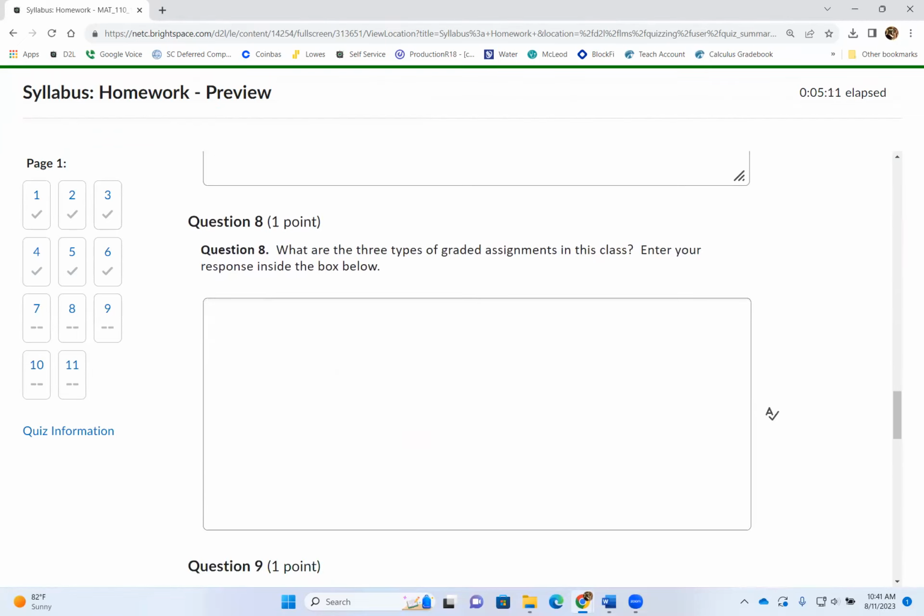Question number eight, what are the three types of graded assignments in this class? Our three types of graded assignments are homework, note taking, and the final exam.